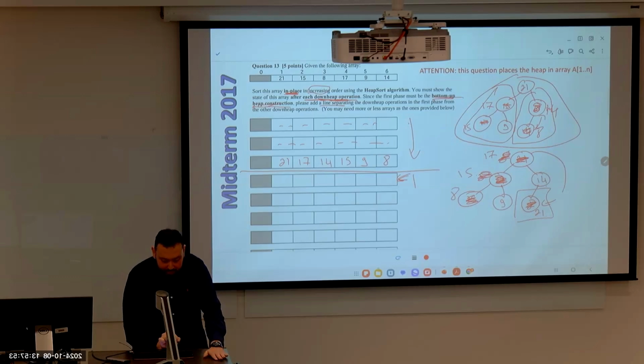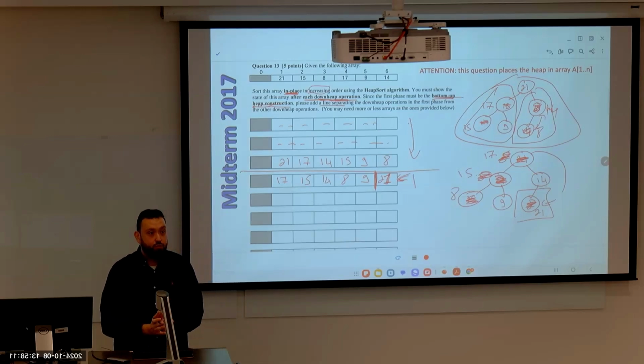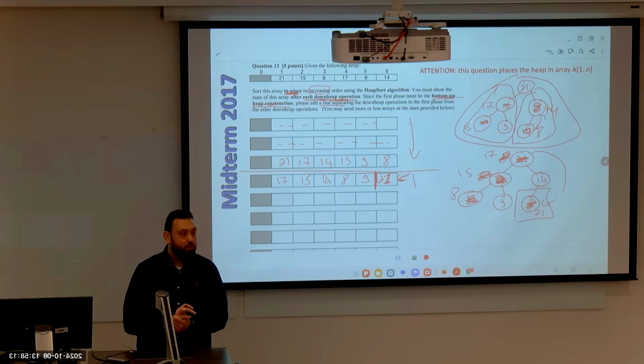Now, what do I do? I write it here. How do you write it? 17, 15, 14, 8, 9, 21. And then what do you put in the exam? You put this like this. That means this is the sorted part. And then I'm going to do one more, and then you can continue it at home. The solution is there, and try to figure it out by yourself. If it's still not clicking, you can go to the TA. Still not clicking, you can come to me.